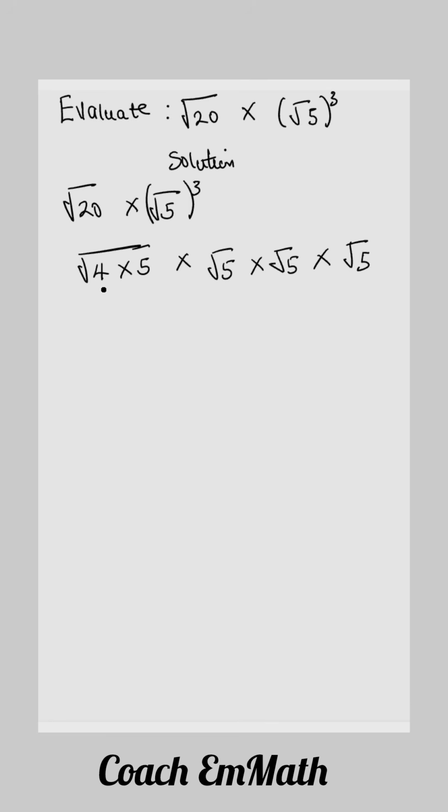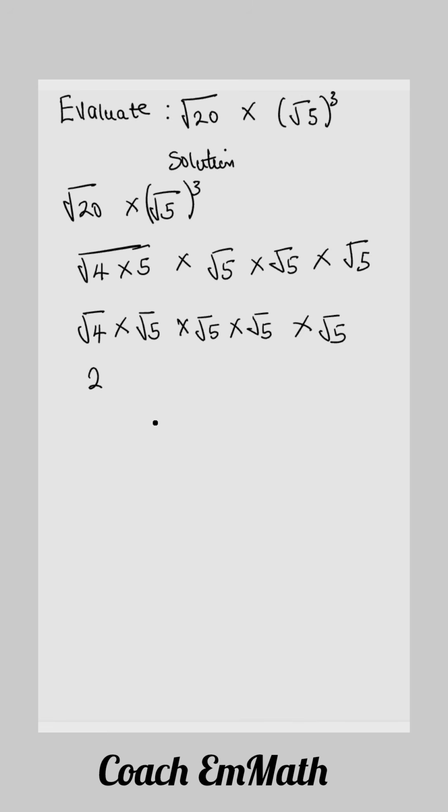Now I know for a fact that this as well can be split into the square root of 4 multiplied by the square root of 5. Now this is the same thing, okay? So times the square root of 5 times the square root of 5 and then times the square root of 5. Now the square root of 4 here is going to give me 2.